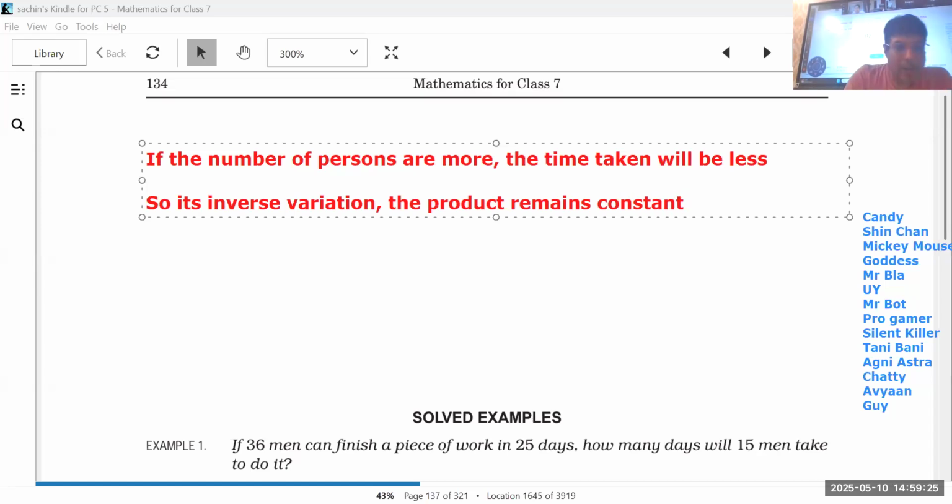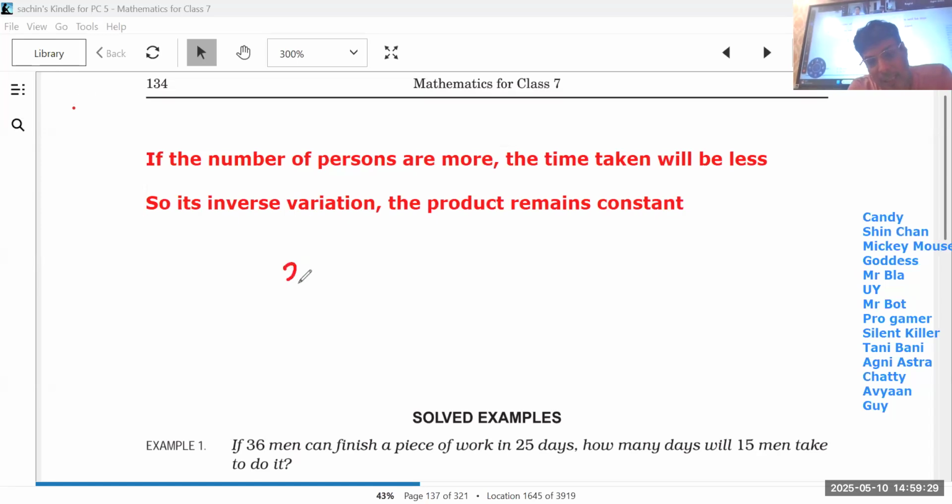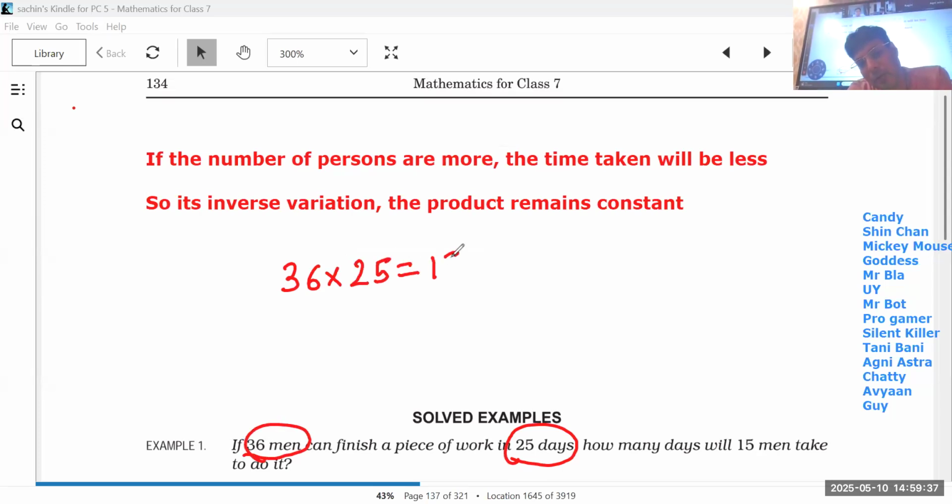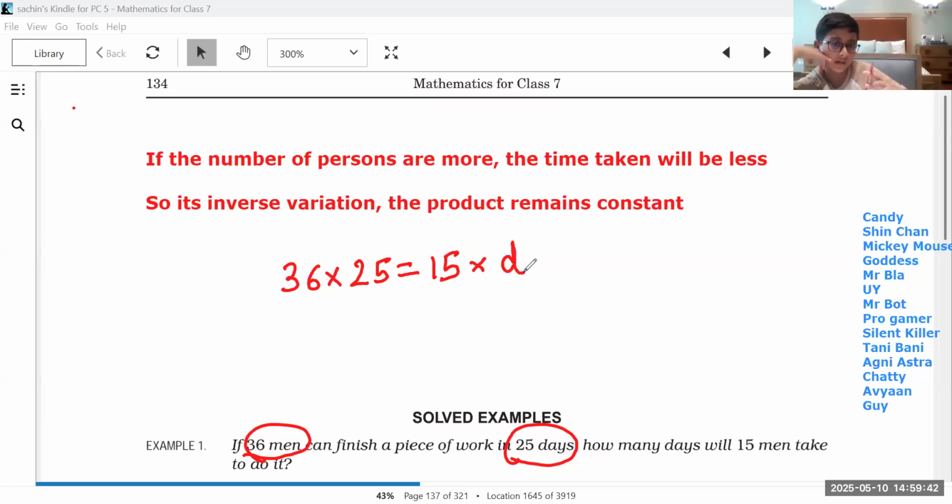Product remains constant. The product of 36 what? 36 men multiplied by the number of days. 36 multiplied by 25 will be equal to 15 multiplied by d. So can you solve this question with that method?